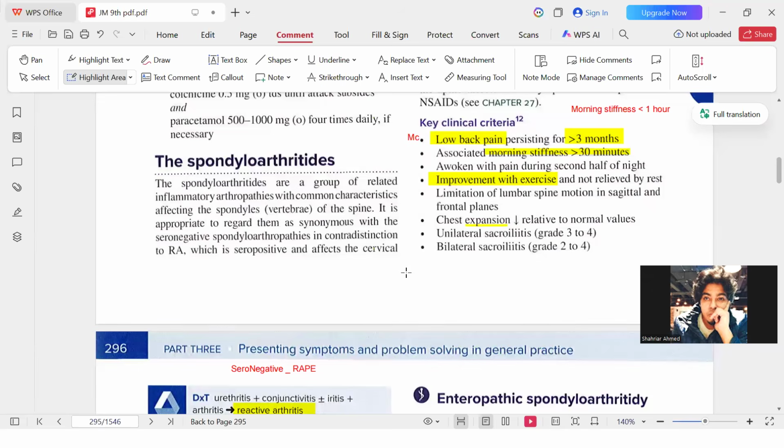HLA-B27 comes next. So X-ray, then HLA-B27, finally MRI. You need to remember all of them: X-ray, HLA-B27, MRI, and the mnemonic is like 6S.